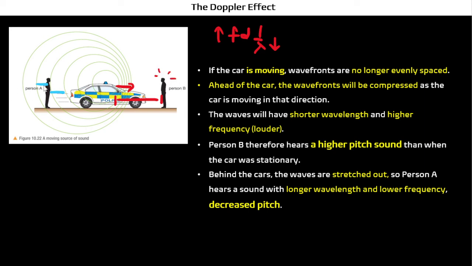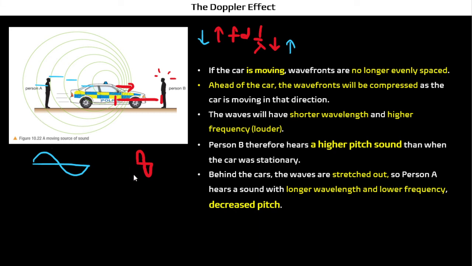However, the distance between person A and the car is becoming longer and longer, meaning that the wavelengths are becoming longer in between these two. So it should be like this, very long wavelength, and then this will be a very short wavelength. Since the wavelength is getting longer for person A, the frequency is going to be low, meaning that he is going to hear a decreased pitch with longer wavelength and lower frequency, meaning that he's going to hear it at a lesser volume.